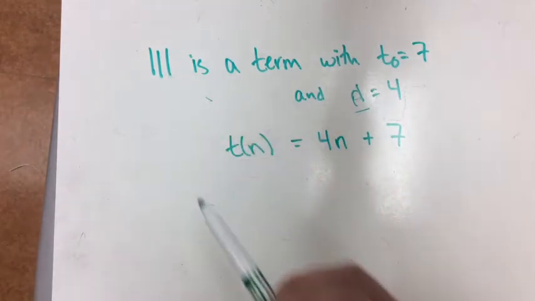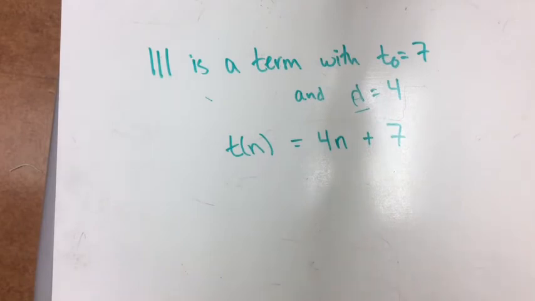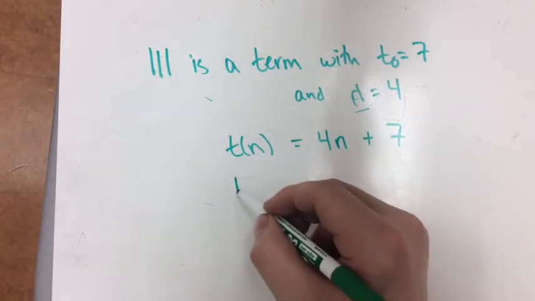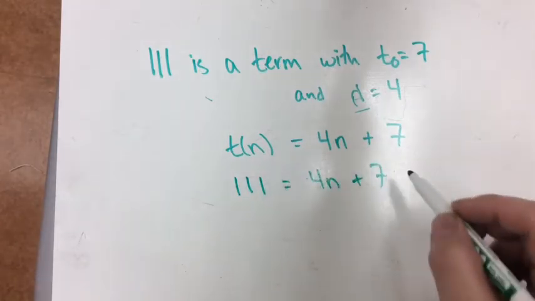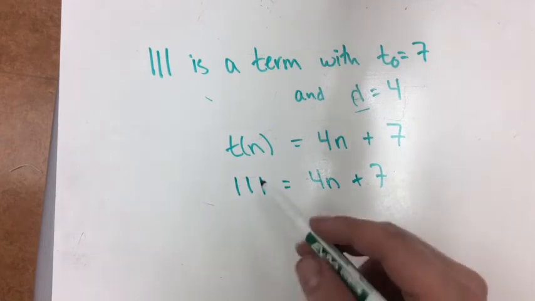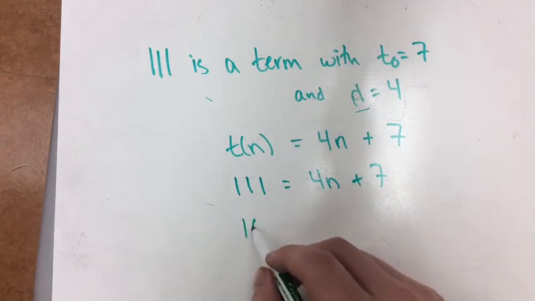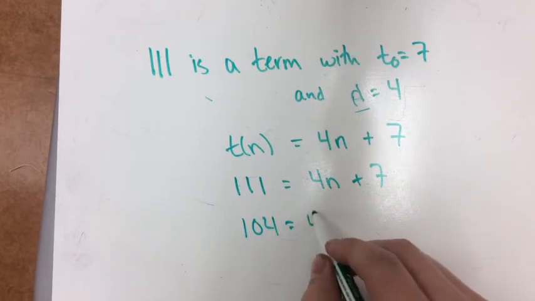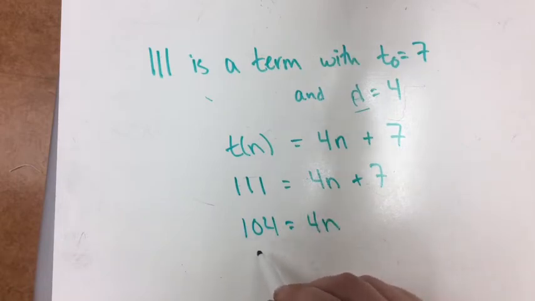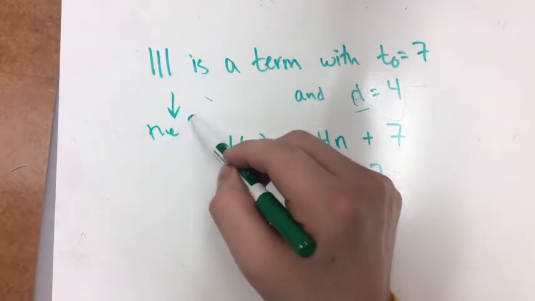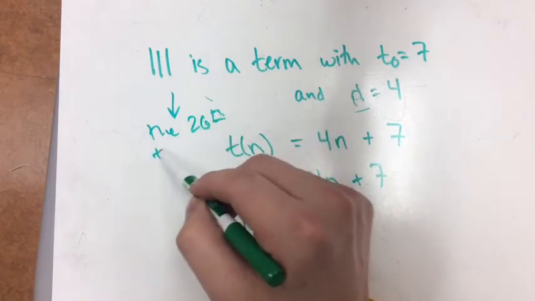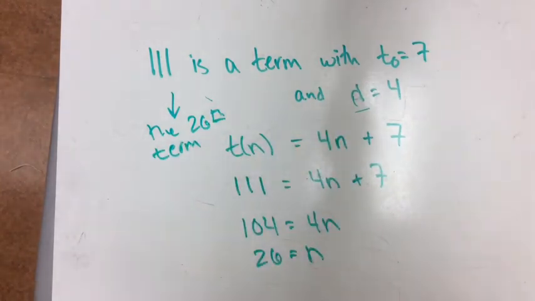And we're told that 111 is a term. We want to find out which term it is. So we'll plug in 111 equals 4n plus 7. And now we just solve for n. So subtract 7, we get 104 equals 4n. Divide by 4, you get 26 equals n. So 111 is the 26th term. Okay, and that's how these type of problems are going to work.